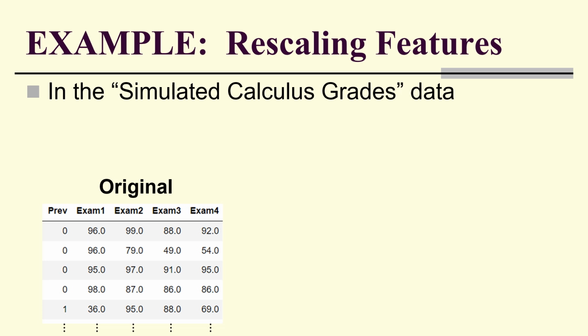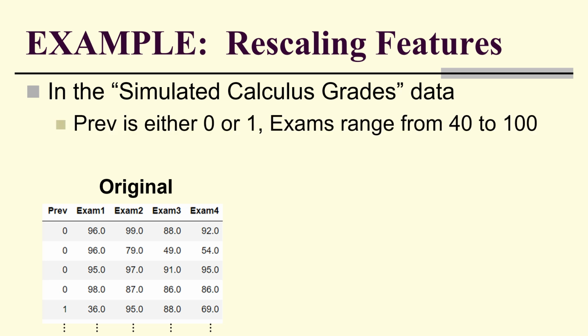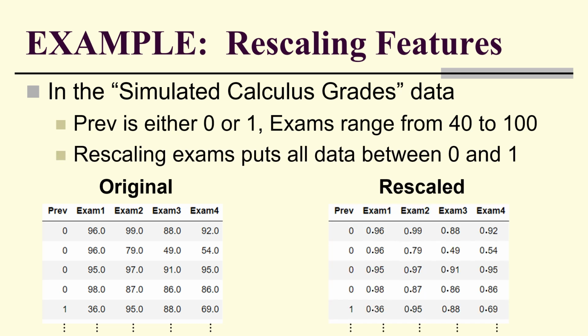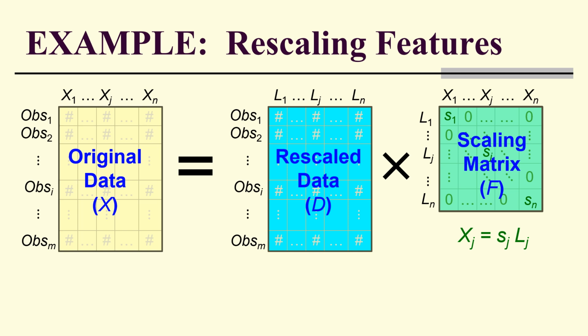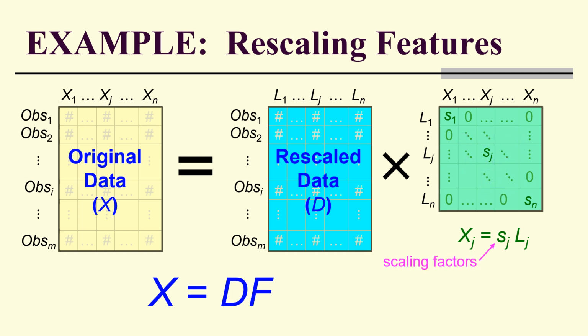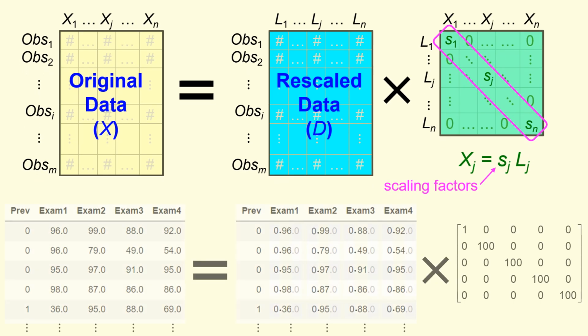For example, in the simulated calculus grades, we had previous is 0 or 1, and the exams range from 40 to 100, so we rescaled. But notice rescaling means we actually were multiplying by a scaling matrix, x equals df. Well, the scaling matrix was just a diagonal matrix with the scaling factors on the diagonal. And we could actually think of our scaling process as multiplying the new data representation by the scaling to get the old one.